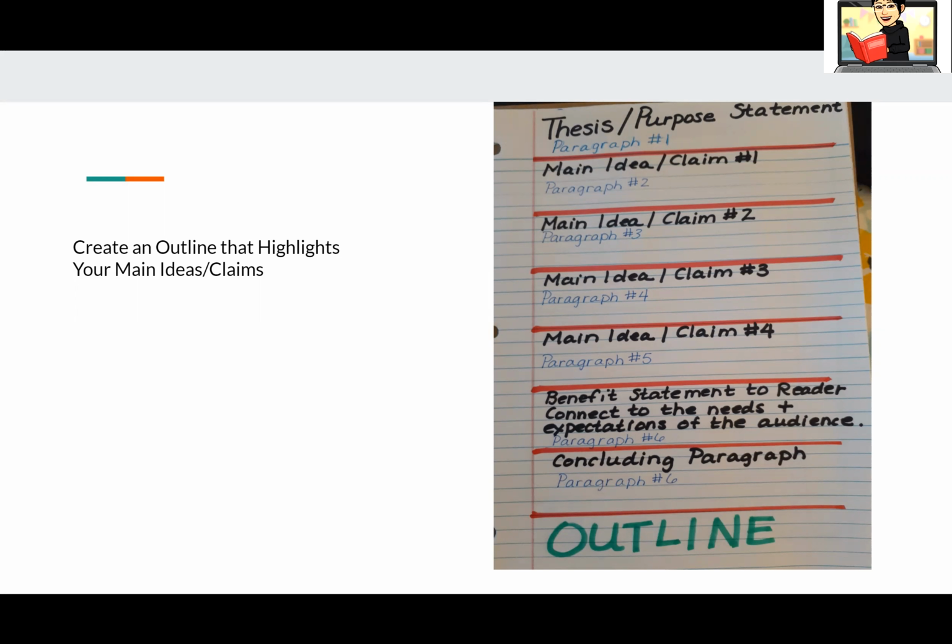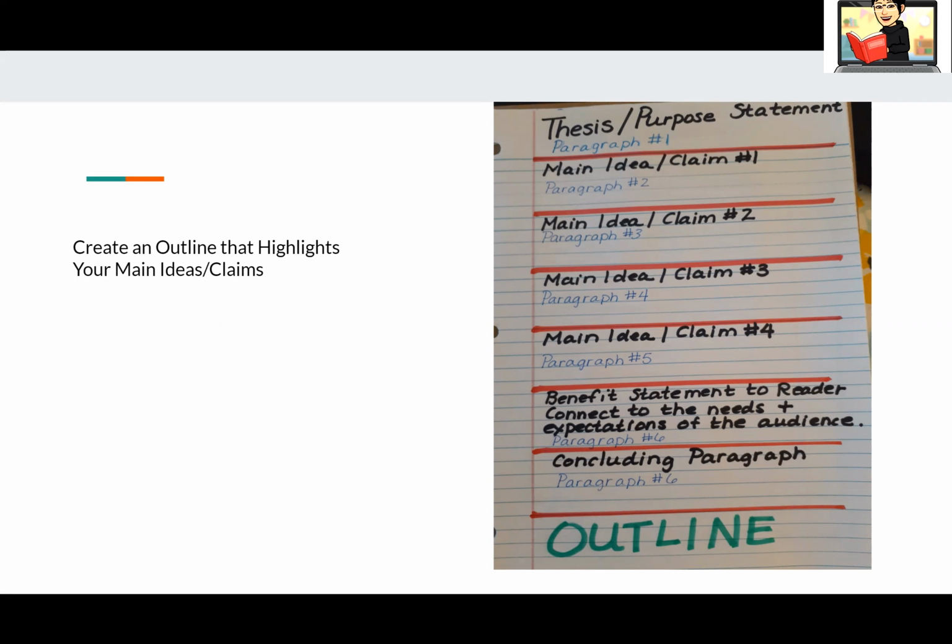For paragraph number 6, I offer two options, or you could do both. You can end with a benefit statement to the reader. It's a paragraph where you make your final sort of attempt at connecting with the needs and the expectations of your audience. So you've gone through and you've written an essay that has 4 ideas, and it's sometimes good to offer a paragraph to your reader, explaining to your reader what's the benefit of them knowing the information that you have just offered them. And of course, then there is your standard concluding paragraph.